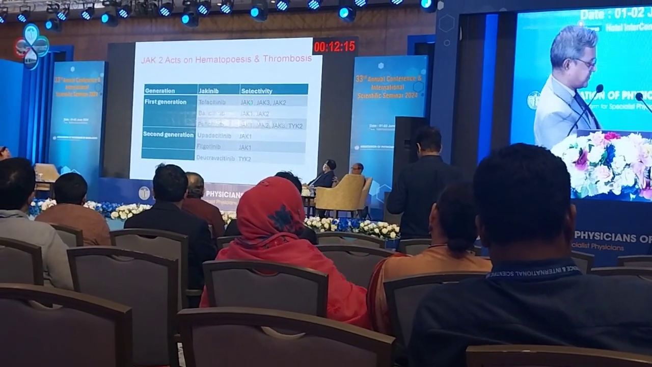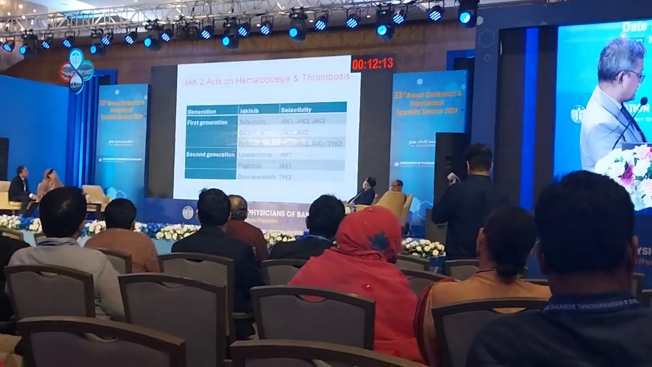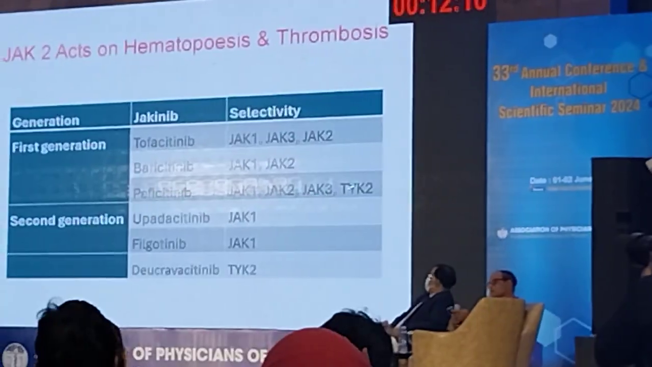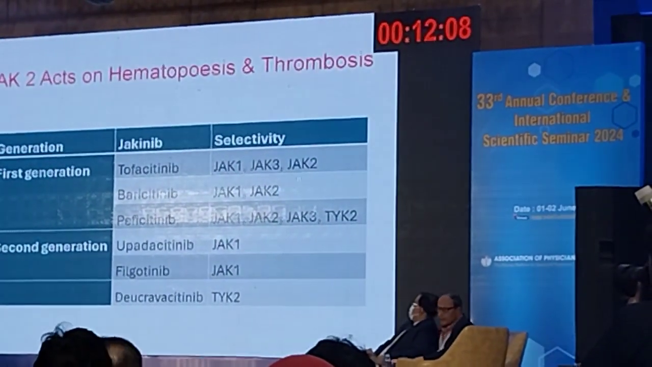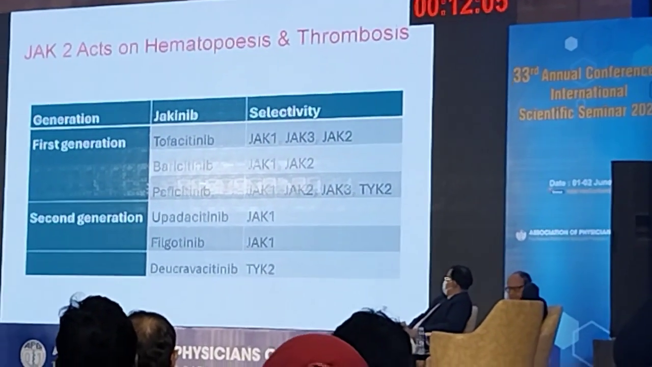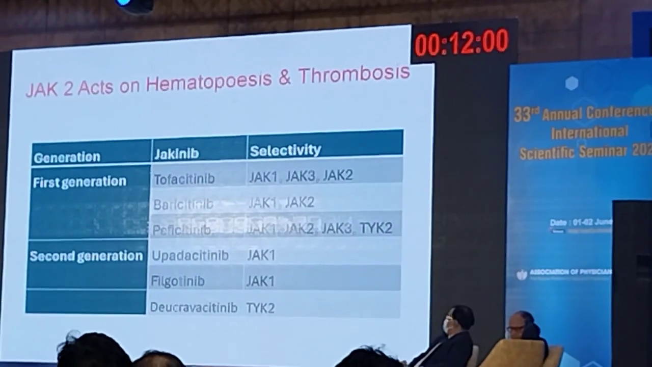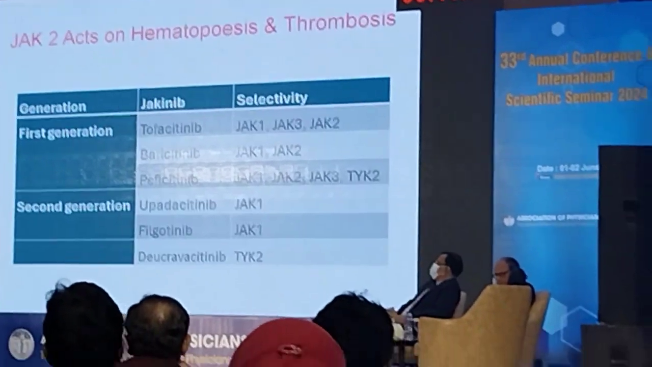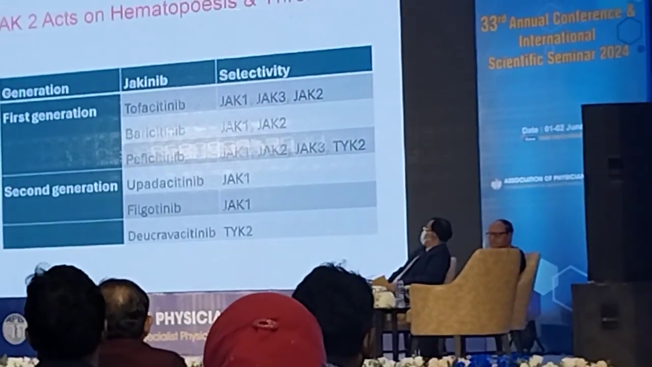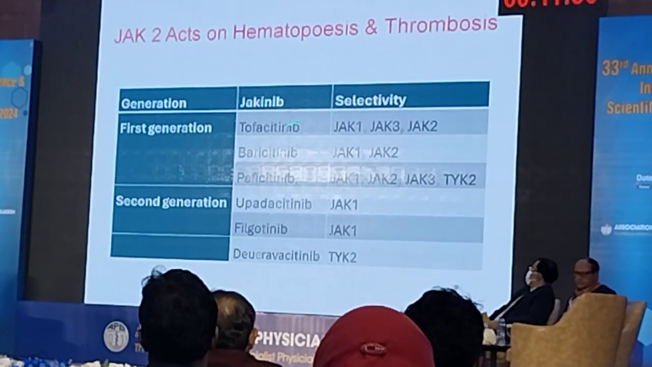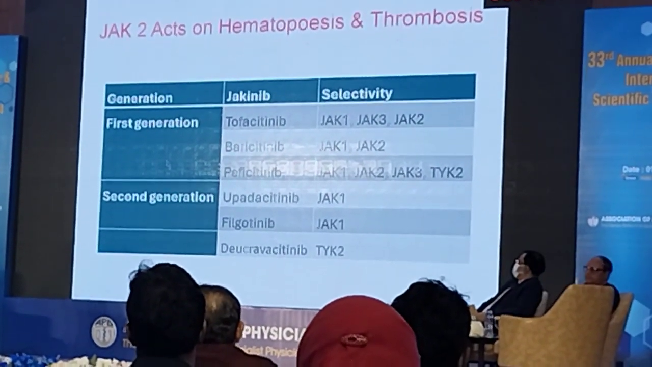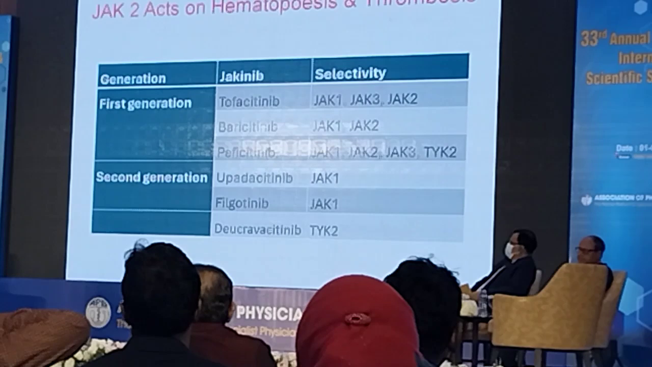So now we can see here these are first generation JAK inhibitors. They are broad spectrum. This one acts on all JAK 1, 3, and 2, and these are later generation. As I have mentioned earlier, this JAK2 is mainly responsible for hematopoiesis and inhibition of thrombosis. So these are the molecules which can cause cytopenias and also thrombosis.